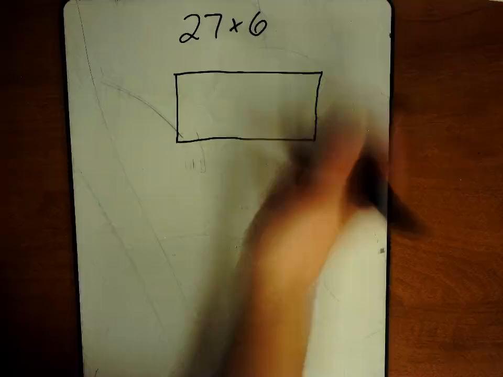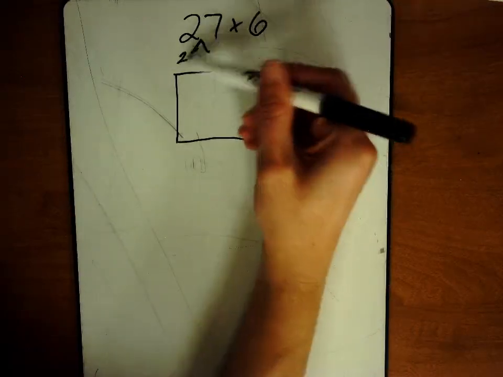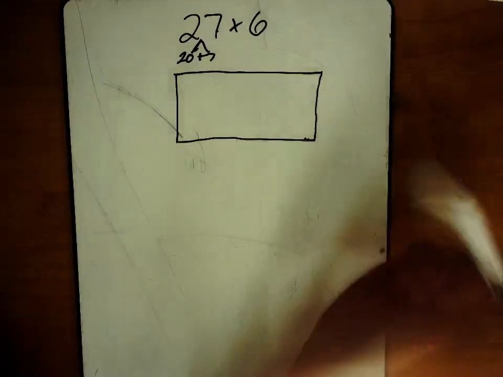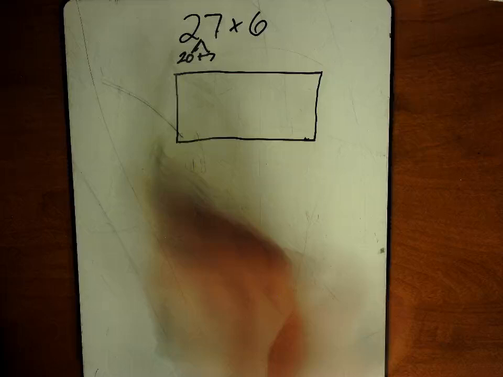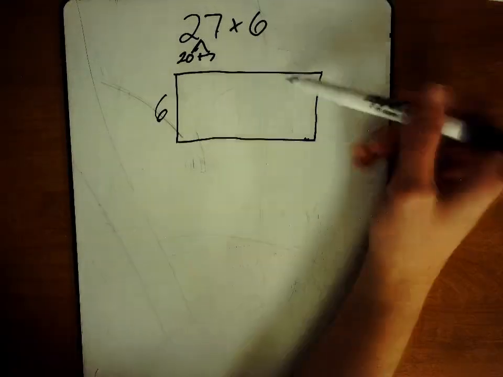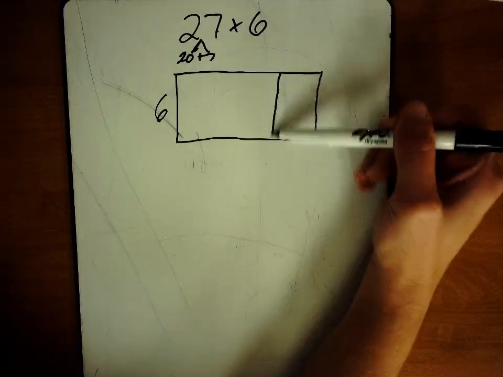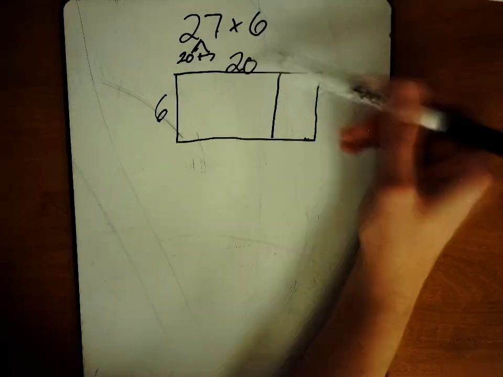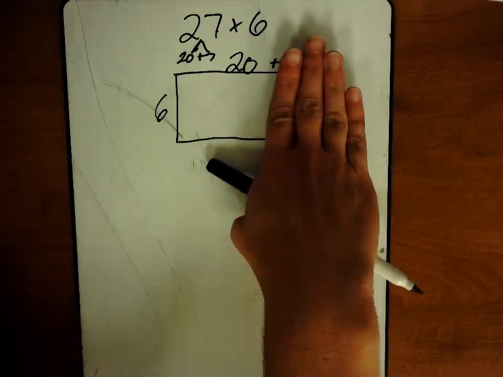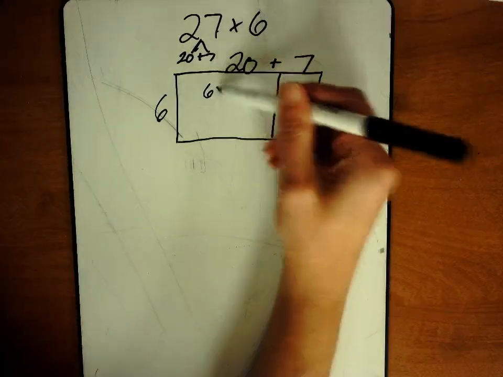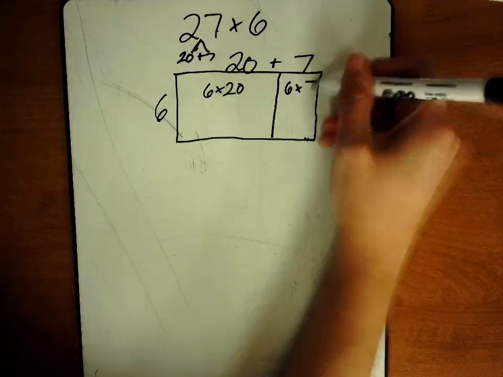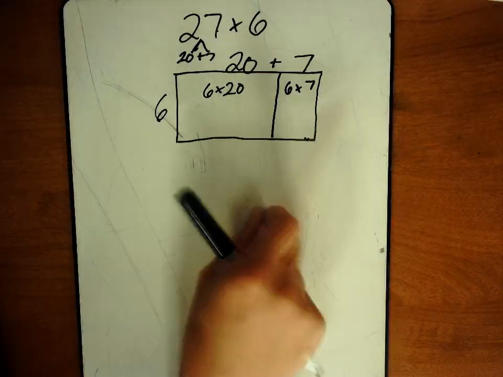So I know 27 really is 20 plus 7, right? The value of that 2 is 20, the value of that 7 is 7. So obviously this is my 27 and then this is my 6. I'm going to break this up into my 20 and my 7 and just do one rectangle at a time. On this side I've got my 6 times my 20, and over here I've got 6 times 7. And I know my complete area then is the combination of those two.